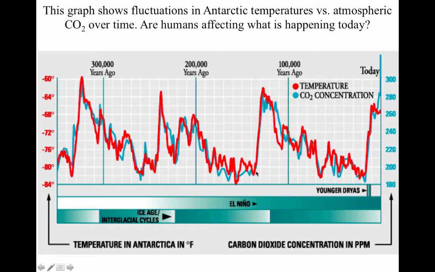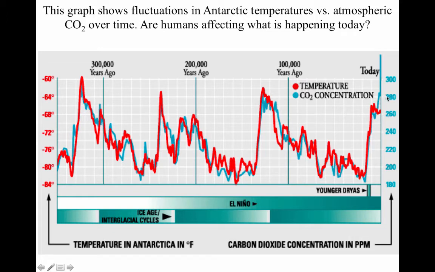So as you can see, the pattern here is that there's a rapid increase in temperature followed by a slow cooling period, and then a rapid increase. And we are sort of at the top of one of these interglacial periods, interglacial meaning between ice ages. We're at a warm point, and the CO2 concentration is also high, like it should be.